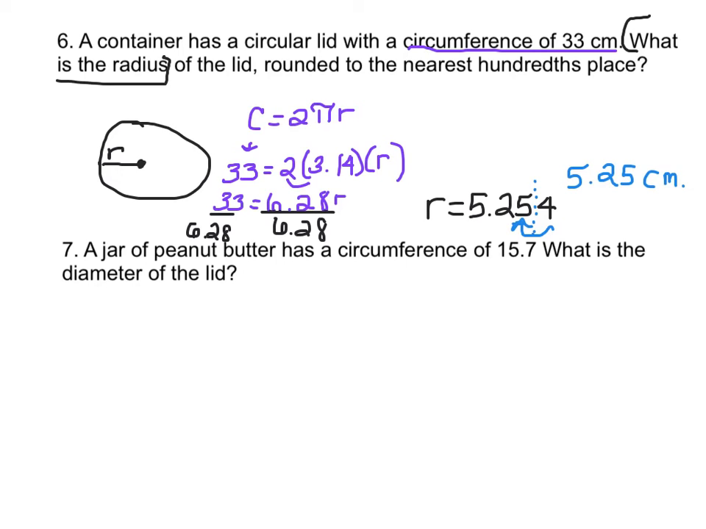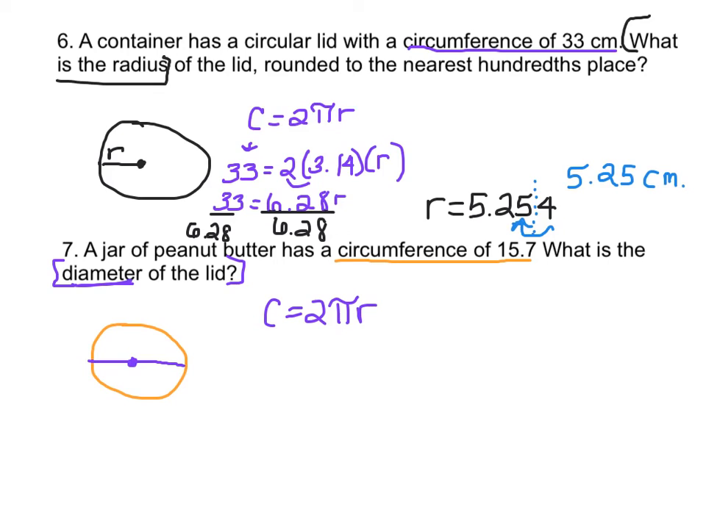So for number 7, I have a jar of peanut butter that has a circumference of 15.7. That's important. What is the diameter of the lid? This is a little different because it's now asking for the diameter. If I have my peanut butter jar, this question is now asking for the line that goes through the center all the way across.